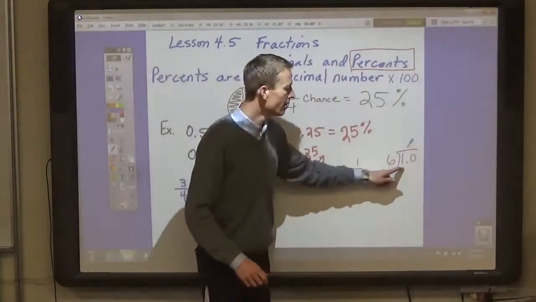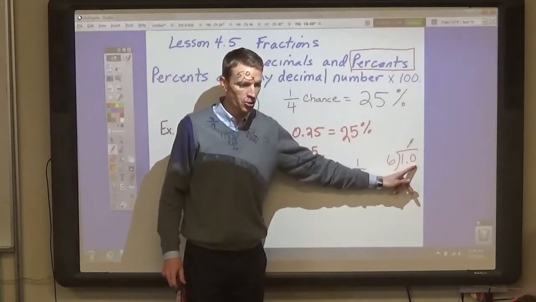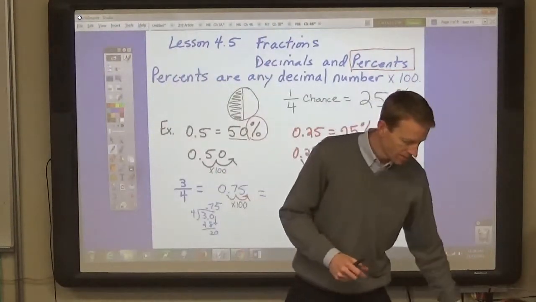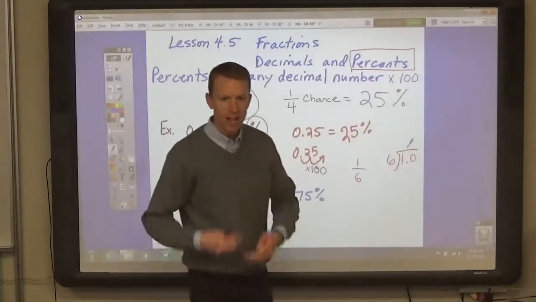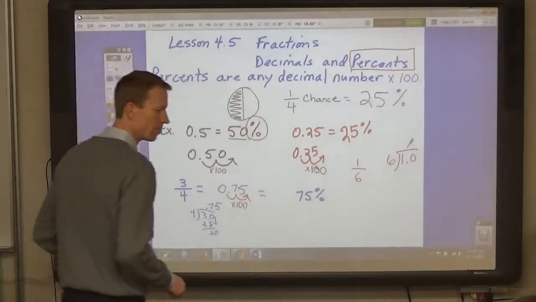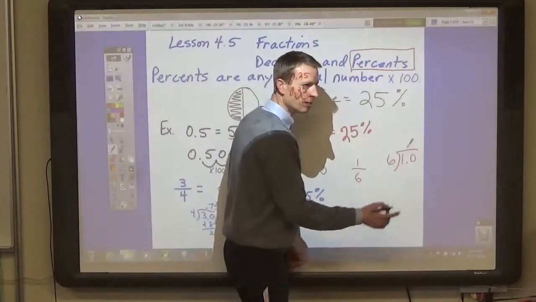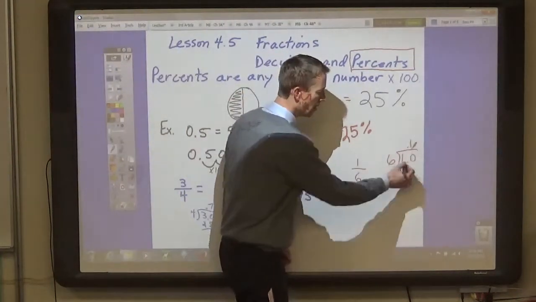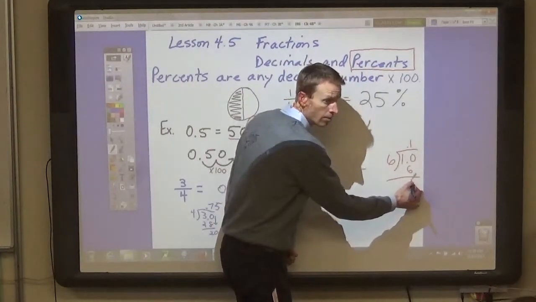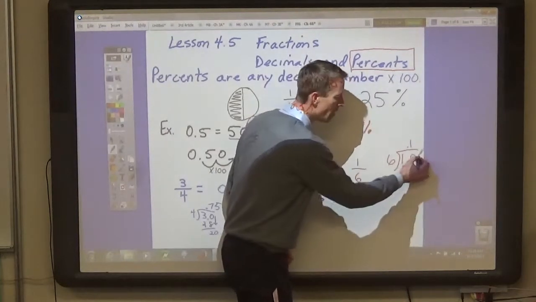Does 6 go into 1? No, we have to add a decimal point and a 0, right? So do that right now. Write it down. Practice. This is how you get good at something. You practice it. So 6 would go into 10. How many times? Once. Write the 1. Write the 6. Subtract. Remainder. 10 minus 6. 4.